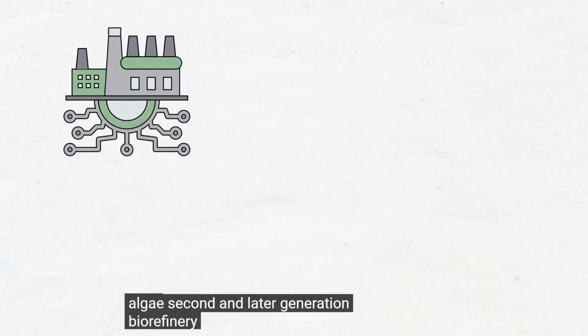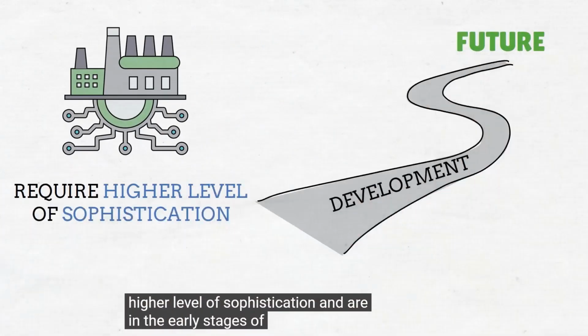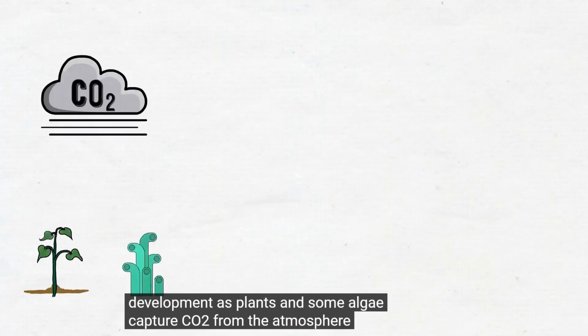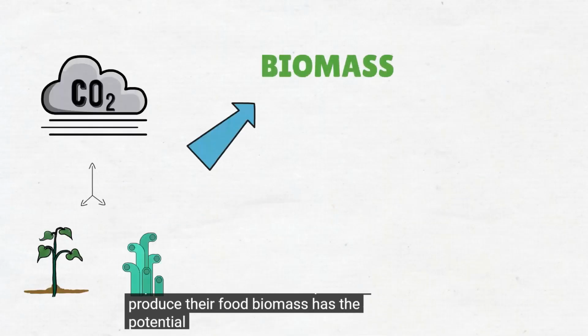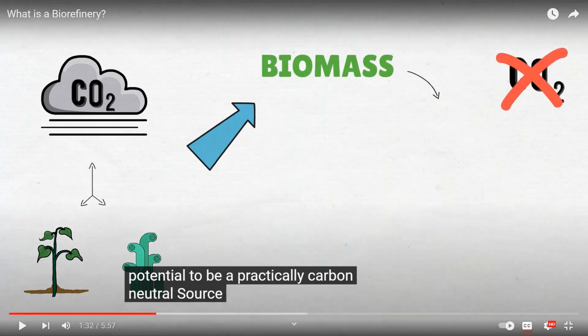Second and later generation biorefinery technologies require a higher level of sophistication and are in the early stages of development. As plants and some algae capture CO2 from the atmosphere to produce their food, biomass has the potential to be a practically carbon-neutral source. So in the last generation, which is in the development phase, algae are used as the source of biomass for the fourth generation biorefinery, which will reduce CO2 emissions also.